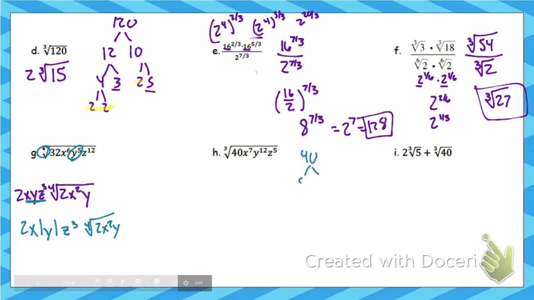All right, let's take 40 and break it into its factors. Oops, getting ahead of myself. I have a set of twos, so 2 goes on the outside. I've got a 5 left on the inside. X to the 7th, I could take out a pair of x's, and I'd have 1 left. Y to the 12th, I could take out 4 sets of 3, none left. Z, I could take out 1 z, and I'd be left with 2 on the inside.